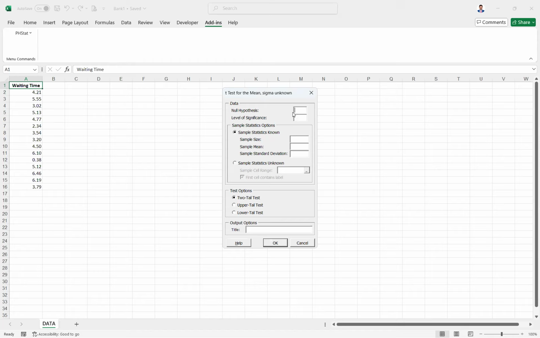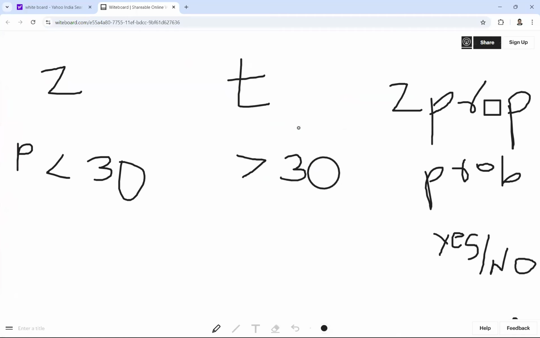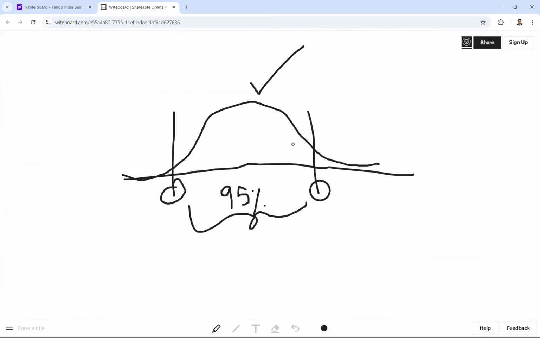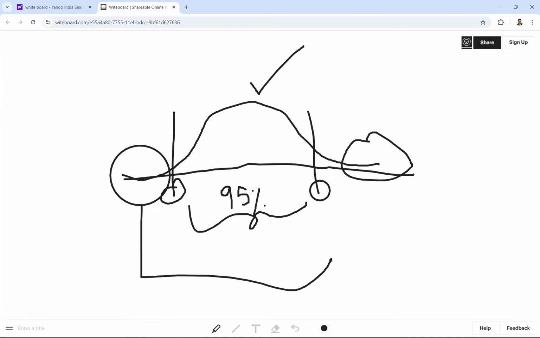Let me frame it. We'll frame it again. What is the level of significance? Level of significance means what? This is the confidence interval, right? This also has some percentage. This also has some percentage. Both of these together, the sum is the level of significance.